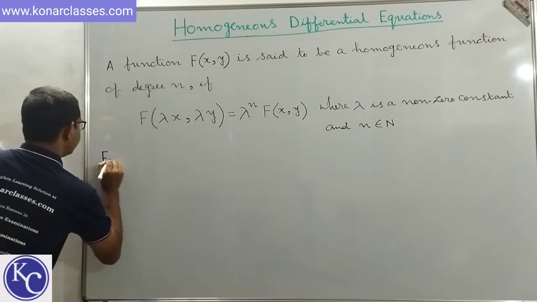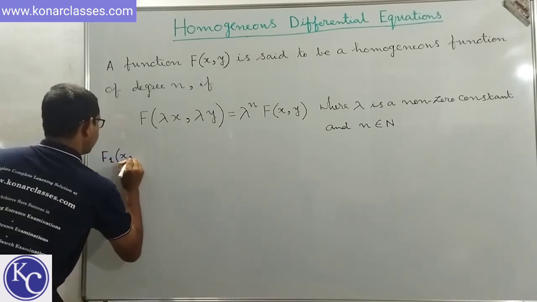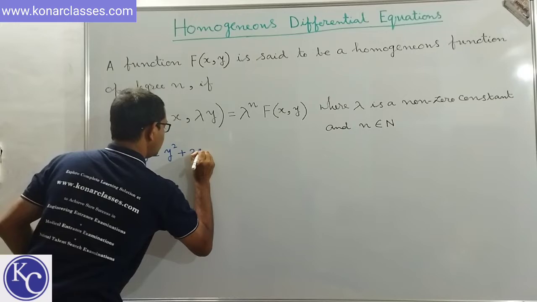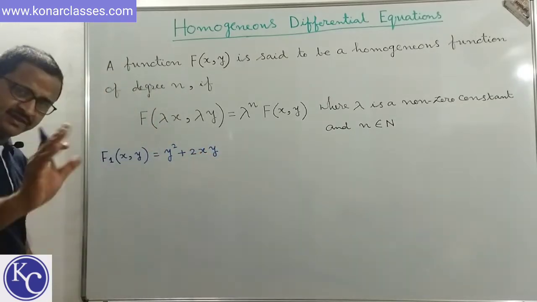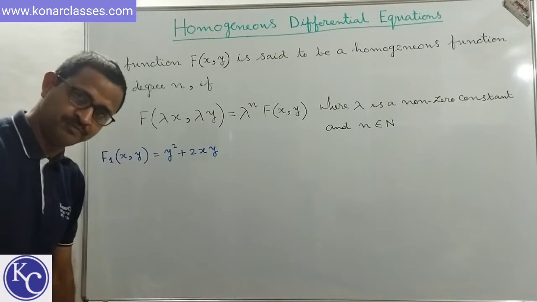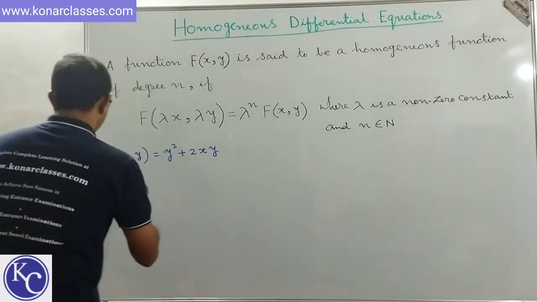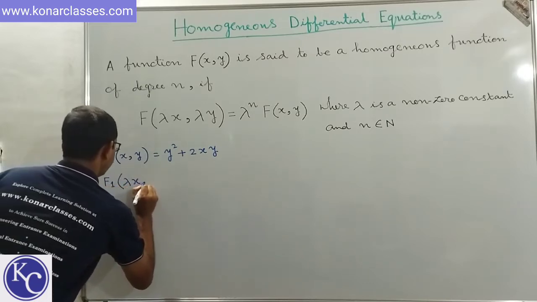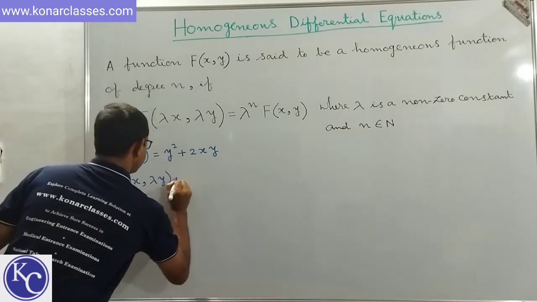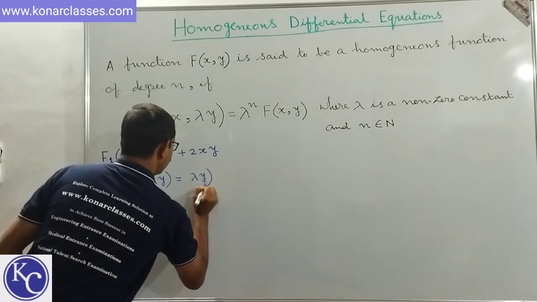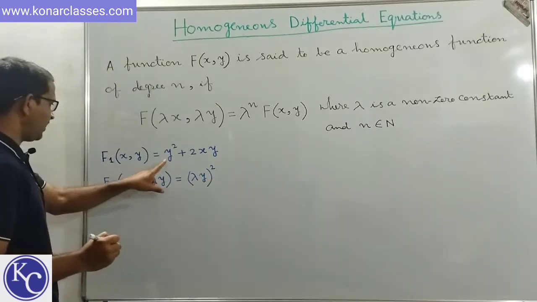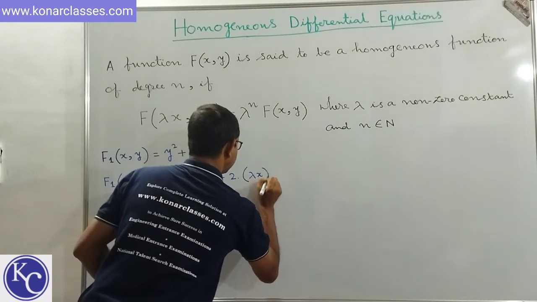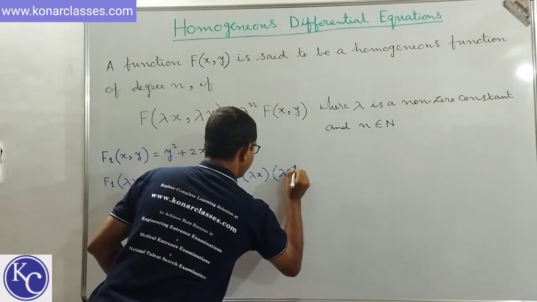Suppose we get a function called f1(x, y) is equal to y square plus 2xy. Let us see whether this function is a homogeneous function or not. For that, what we need to do, dear students? For that, we need to write the value of f1(λx, λy). That should be equal to what? (λy) whole square. Instead of y, we should write λy, plus 2 into, instead of x, we will write λx, and instead of y, we will write λy.